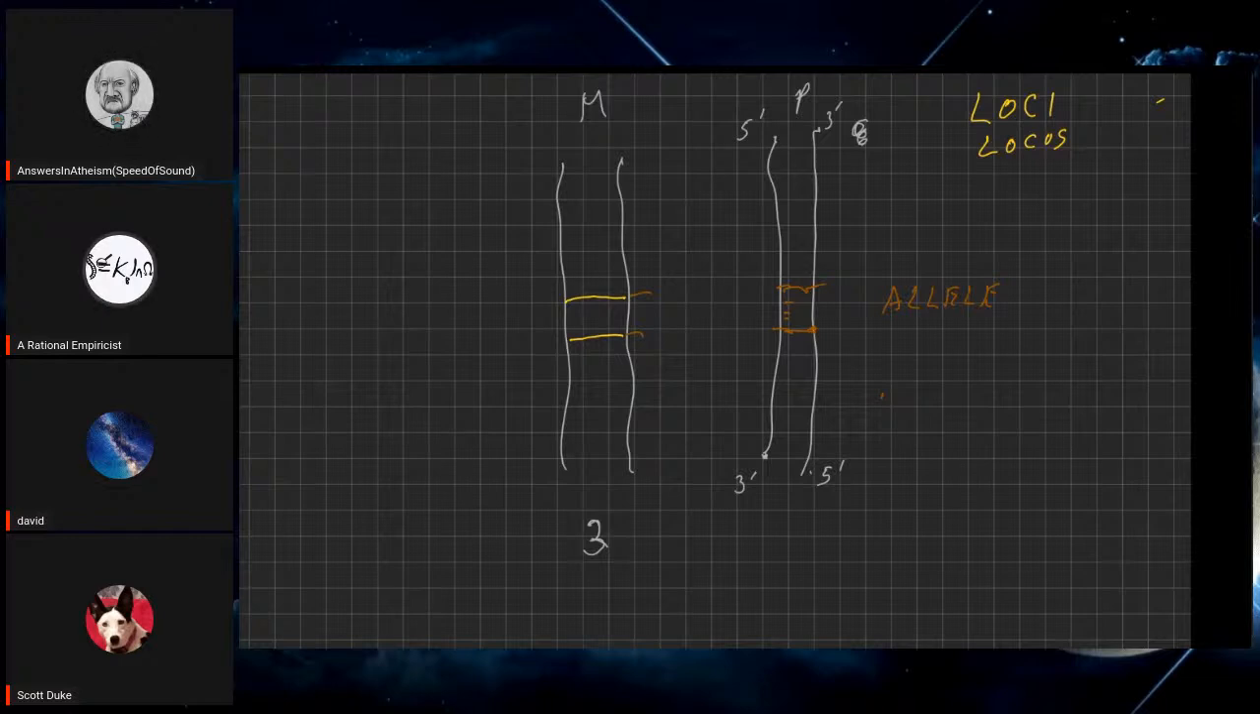If I can add something, you may have already said this, but I would just describe an allele as different versions of the same gene. Yeah. But it could be something else too. Okay. Should we talk about SNPs?